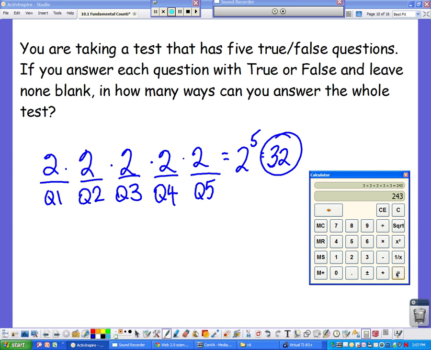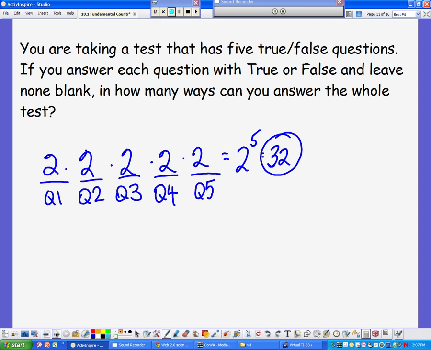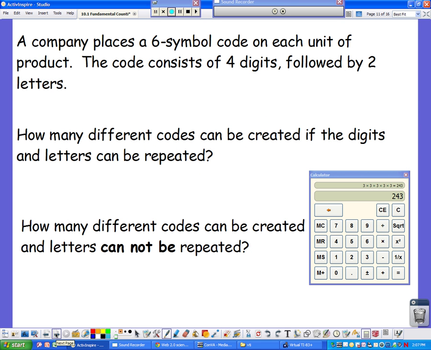Okay? Let's take a look at passwords. Passwords are kind of like license plates. Actually, this is codes. Codes and passwords. The combinations are going to be the same. It says a company places a 6-symbol code on each unit of product. The code consists of 4 digits followed by 2 letters. How many different codes can be created if the digits and letters can be repeated?